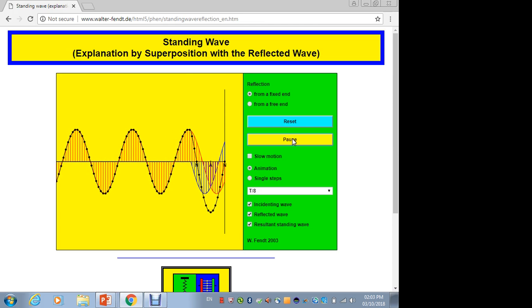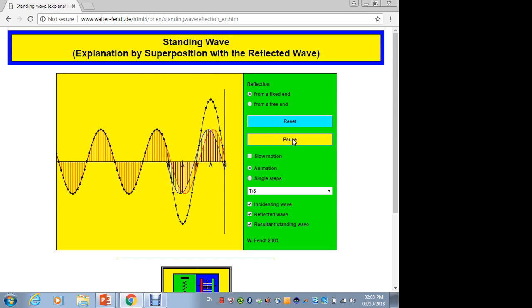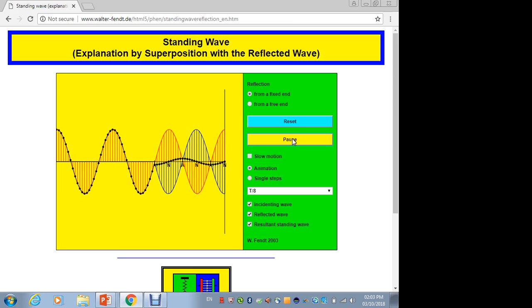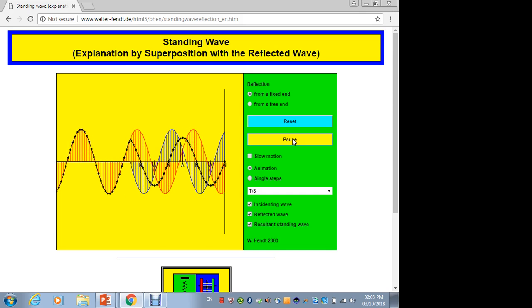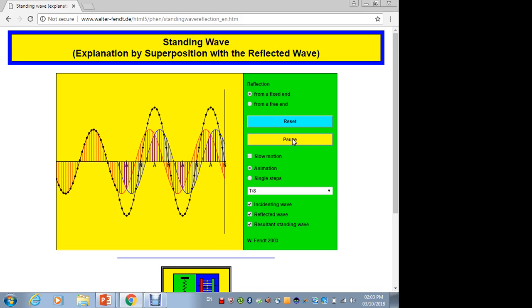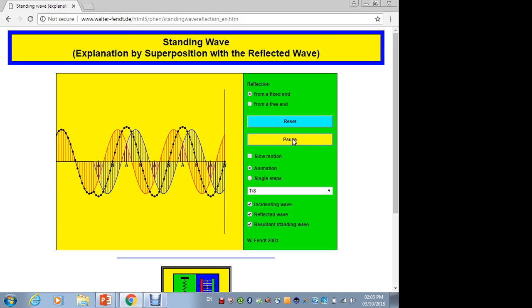See what happens. The blue wave is the reflected wave. What about the black one? Resultant. What is the resultant? You add and subtract accordingly. So you use the principle of superposition.